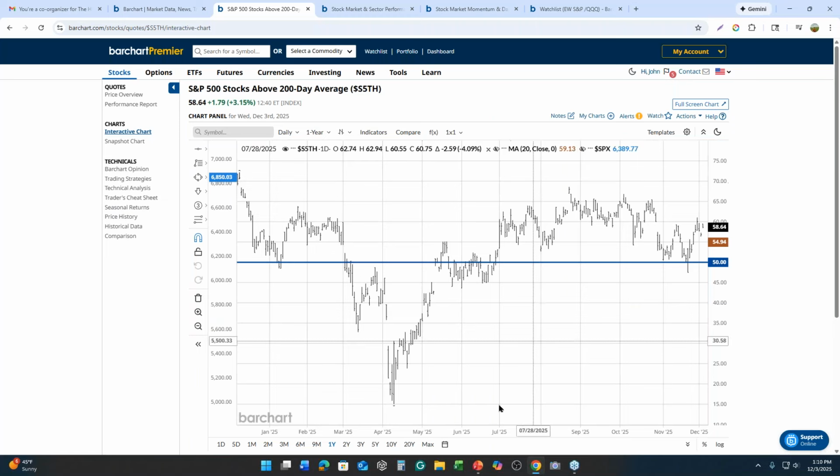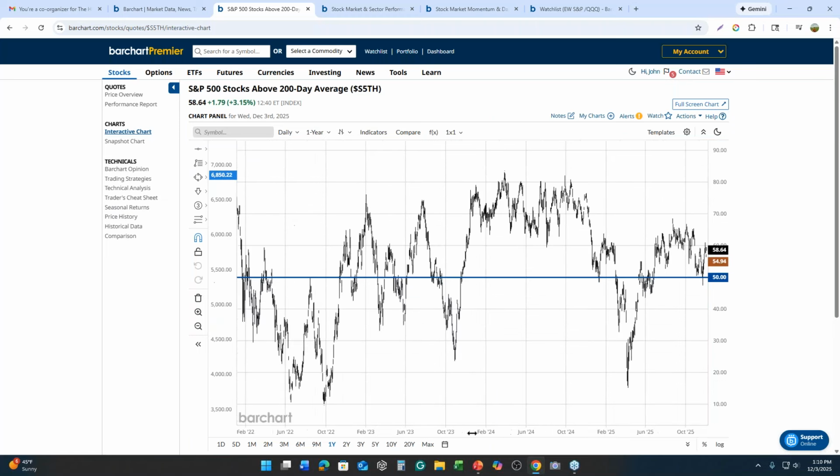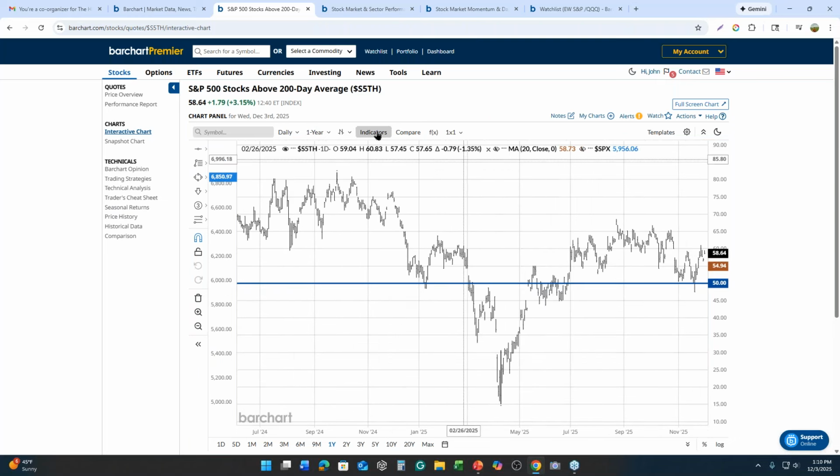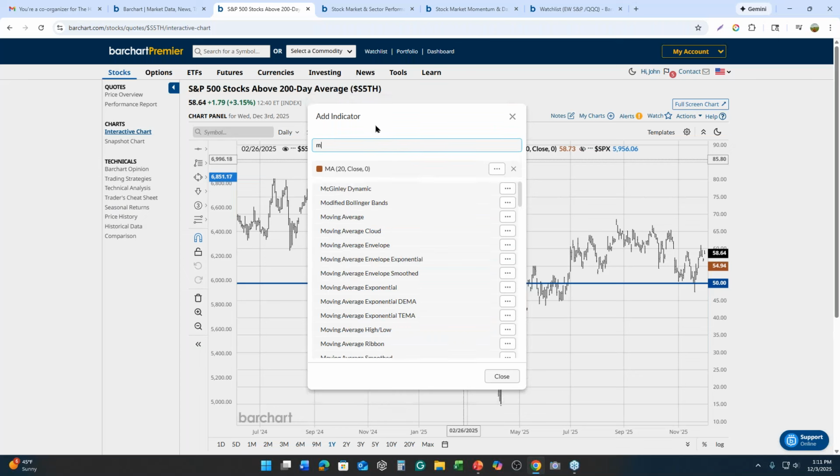The other thing we're going to do is look at this data, and it's kind of random, right? It's all over the place, and there's a lot of noise in this. So what we want to do is detrend this. In other words, we want to smooth it out over a period of time. One of the things we can do is come back into our indicators, type in just the words moving average, and then add a moving average. If I'm going to look at the number of stocks above their 200-day moving average, I don't really care what happens on a day-to-day basis.